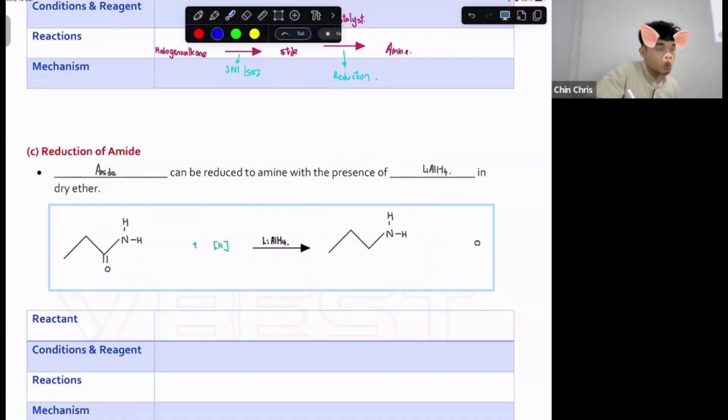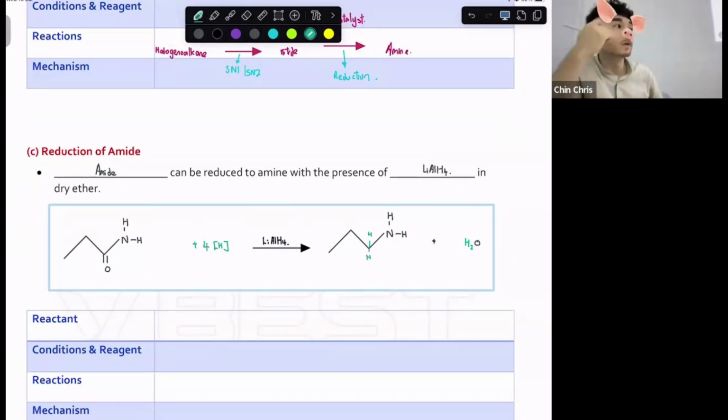Okay, so guys, how many H are we adding? You see how many H we are adding? 1, 2, 3, 4. So we are adding 4 H here. Understand?